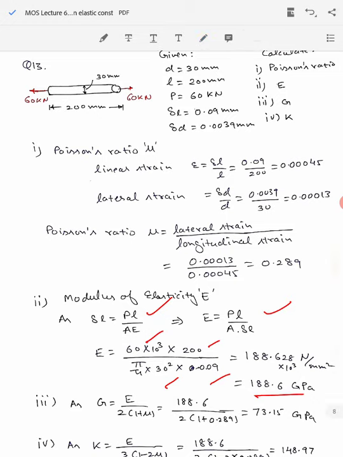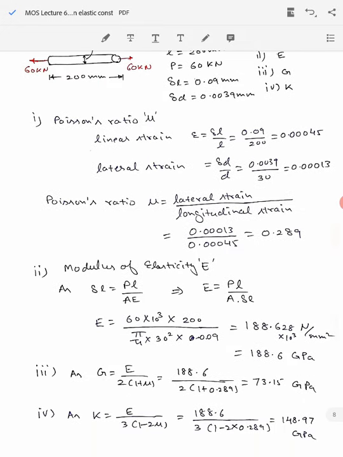Now let's go and calculate the value of G. As I have told you earlier, while we were deriving the relation between the elastic constants, if you know any two of the constants' values, you can derive the value of the third constant or the fourth constant. So we can find the value of G in terms of E and mu using the formula we have just derived. So it is E by 2 times (1 plus mu), which gives you the modulus of rigidity value as 73.15 gigapascal. And we can similarly also calculate the value of bulk modulus K as E divided by 3 into (1 minus 2 mu).